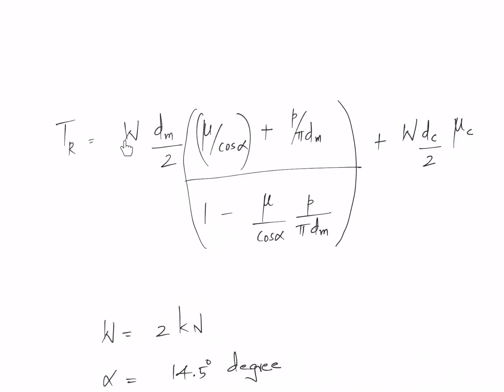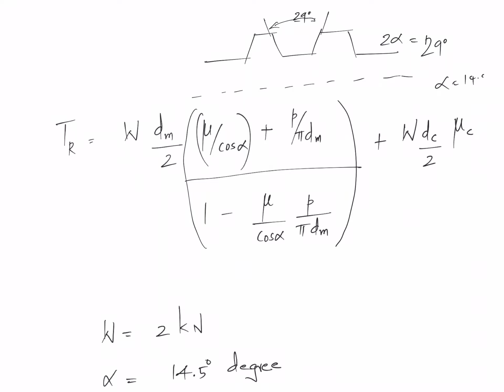So W is the external load, dm is the mean diameter. We can consider this the same as the pitch diameter. Then mu divided by cos alpha, where alpha is the radial thread angle. When we had Acme threads, the thread profile was like this. If you remember, this being the axis of the screw, this angle used to be 29 degrees, so 2 alpha is equal to 29 degrees. So alpha comes to around 14.5 degrees.